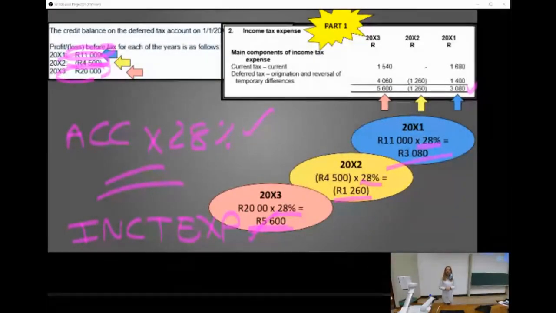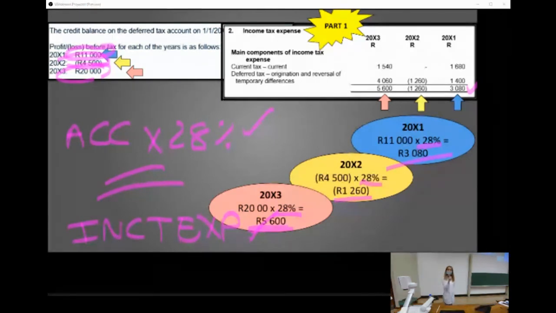There are no non-temporary differences, no non-taxable or non-deductible items. Exactly. So we don't have any items, the difference between the accounting profit and the taxable income, that we could not fix with deferred tax. Okay, can you see that?